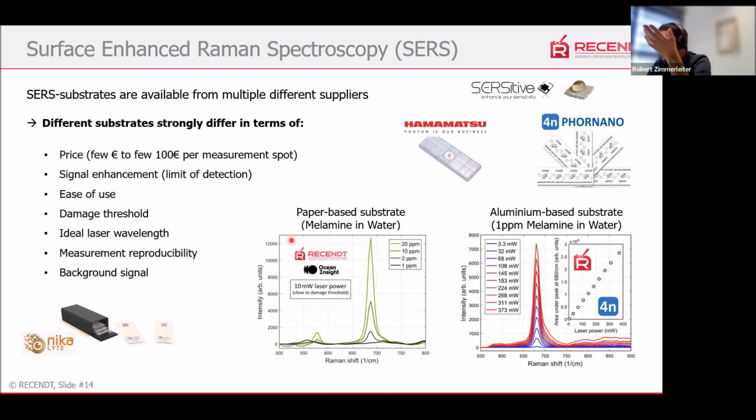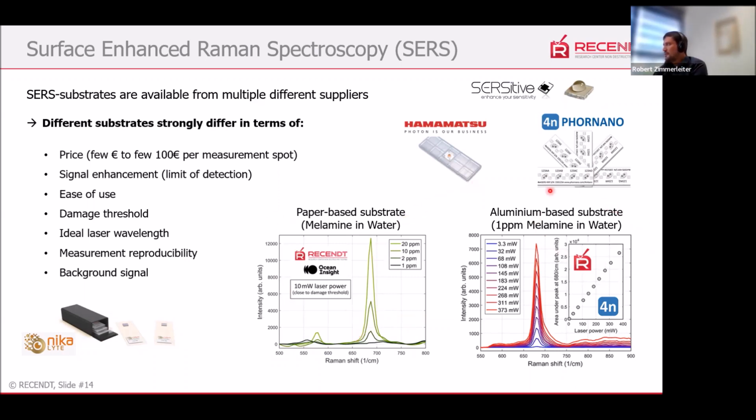First of all, it's a very easy to use paper-based substrate where we measured melamine in water down to a level of 2 ppm. The limit here mainly was the damage threshold, because paper is easily burned by the laser light. We could only use about 10 milliwatts of laser power, and if we turn the laser any higher, then we burn the substrate and get no signal out of it.